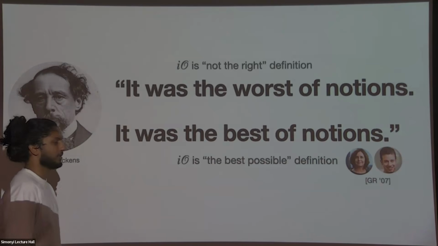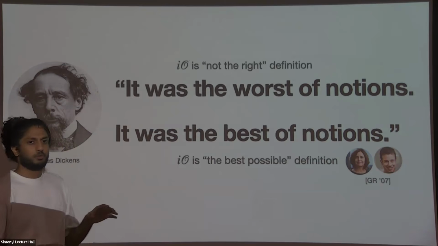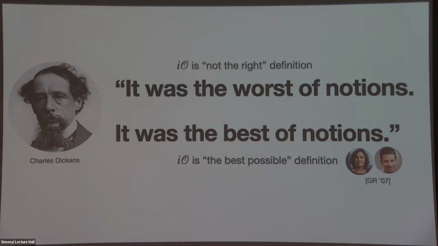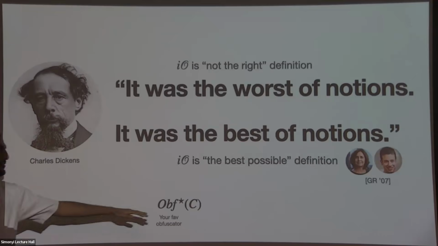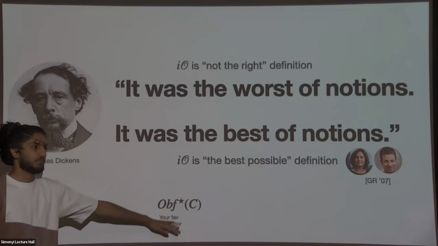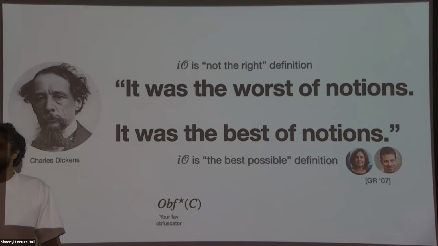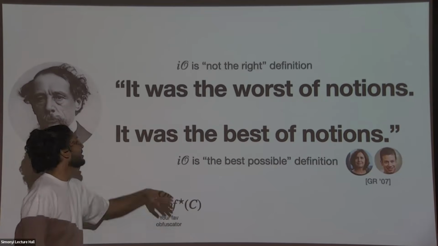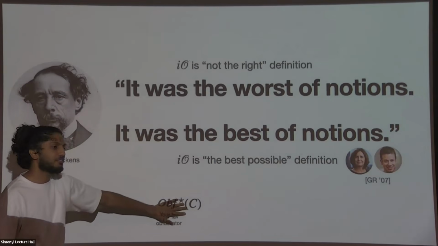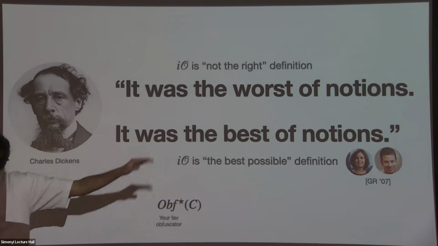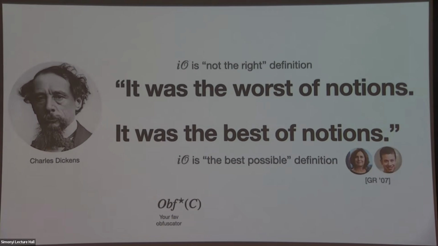What do I mean by this? I'm not going to give you a formal proof, but I'm going to give you kind of a sketch of the proof. Let's say you had a different obfuscation algorithm, your favorite obfuscator. Maybe it has some really nice properties, and you're like, this is great. IO is okay, but I have my obfuscation star. It has some really great properties. I'm going to argue that actually IO will pretty much have those properties too.